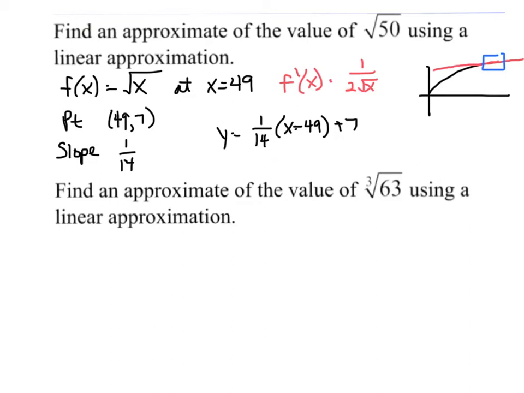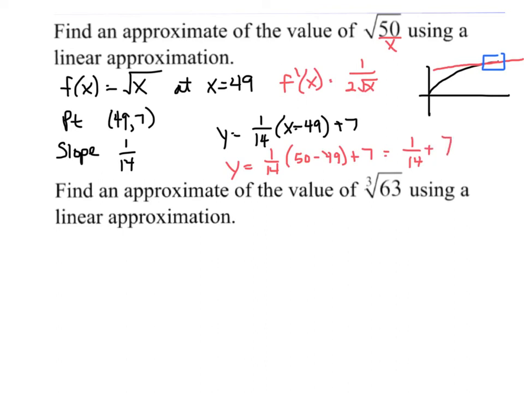So now we actually plug this in. This is our x value. So 1/14 is 50 minus 49 plus 7. Now sometimes people say, well, shouldn't I be plugging in the square root of 50 since that's what I'm trying to find? No, the square root of x is the function, and the x we used was 50. So we just substitute in. We said, well, x is 50, so I substitute that into the line. So this comes out to be 1/14 plus 7.